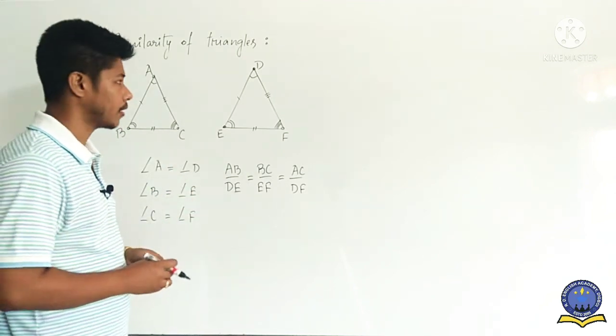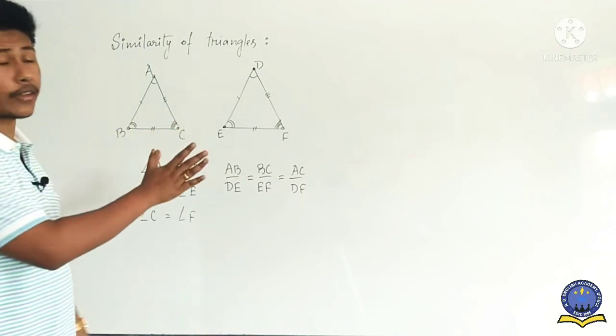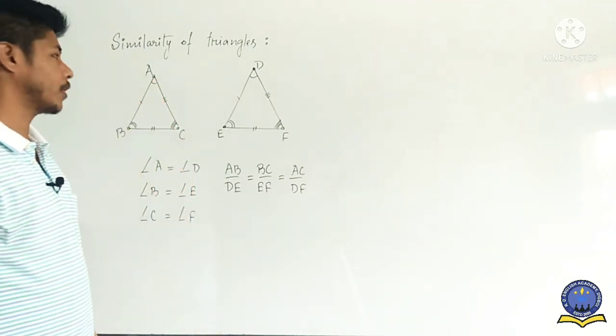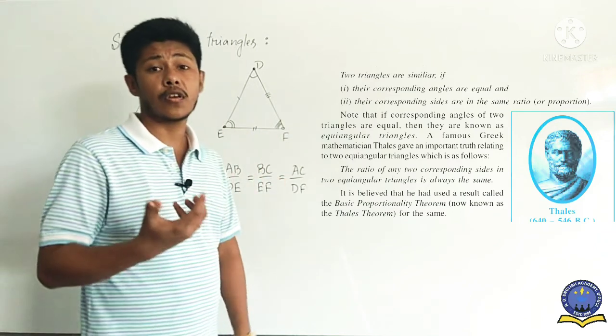Now here you see, a Greek mathematician gave an important truth between these two similar triangles, or between these two equiangular triangles. Which two are the equiangular triangles? These two. The reason is that the corresponding angles are equal. And with respect to these equiangular triangles, this great mathematician gave us that the ratio of their corresponding sides are also equal. Is it clear? So that's why it is written that the ratio of any two corresponding sides in two equiangular triangles is always the same, and this is given by a Greek mathematician whose name was Thales.